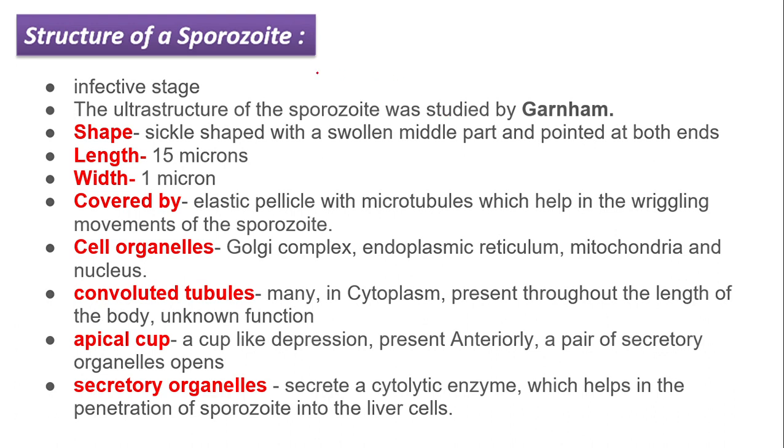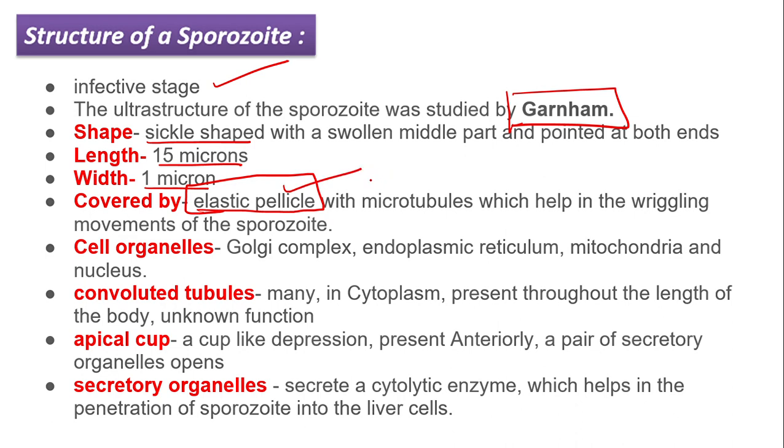Now, structure of the sporozoite. It is the infective stage. Just now we have seen. If we look at its ultrastructure, this was given by Garnham. The shape is the sickle shape. Length is 15 micron, width is 1 micron. It is covered by an elastic pellicle. We have studied the pellicle earlier too, right? It also has microtubules. Cell organelles: Golgi complex, endoplasmic reticulum, mitochondria, and nucleus are all present in the sporozoite.